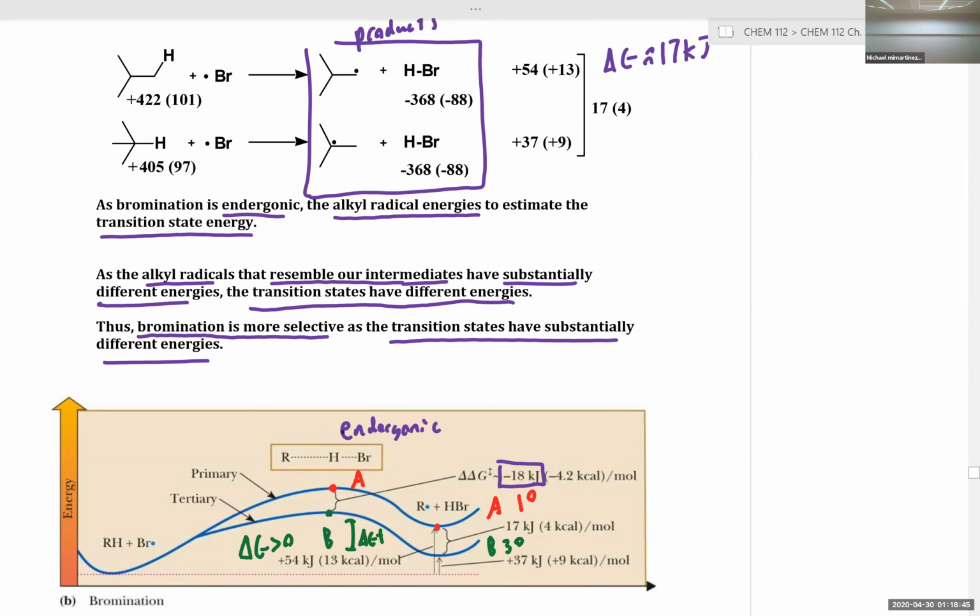And because product B is lower in energy, or because intermediate B is lower in energy, the transition state to generate intermediate B is lower in energy. And that's why the tertiary bromination product is overwhelmingly generated. And because there's a huge difference in our activation energies, there is substantial selectivity. So if our difference in Gibbs energy of activation is greater than about 15 kilojoules, that gives you about 95:5 selectivity.